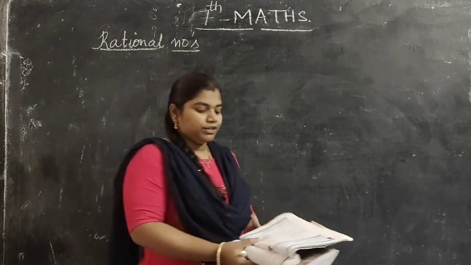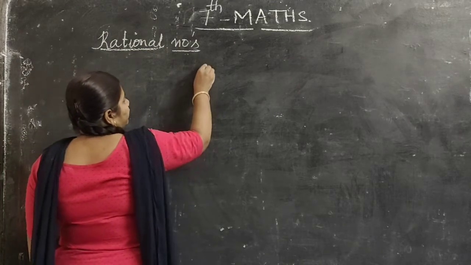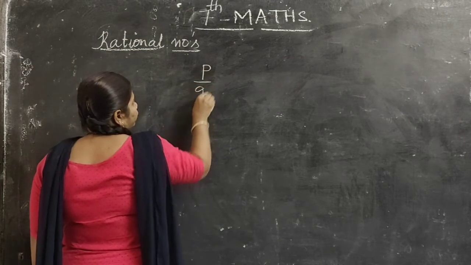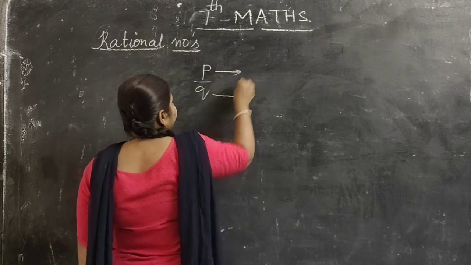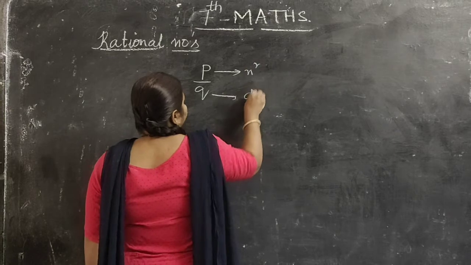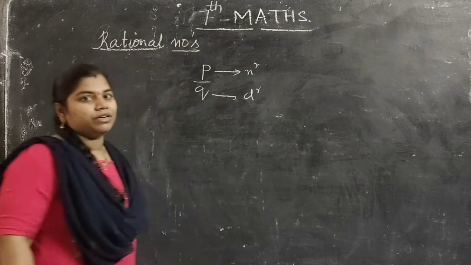What do you mean by rational numbers? Rational numbers means any number in the form of p by q, which has a numerator value and also a denominator value. We will call it a rational number. Then you can ask me what is the difference between a fraction and a rational number.